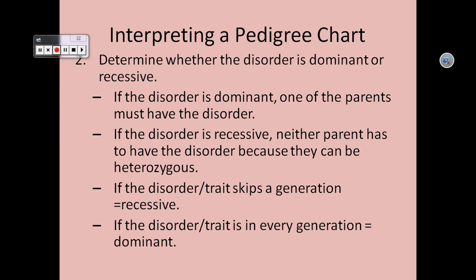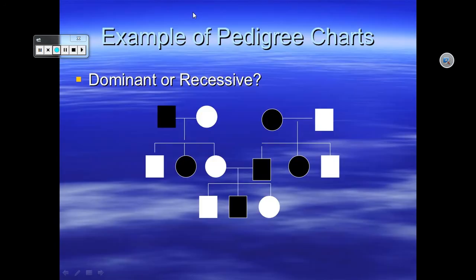If the disorder is dominant, one of the parents must have the disorder. If the disorder is recessive, neither parent has to have the disorder because they can be heterozygous. If the disorder trait skips a generation, then it's always recessive. And if the disorder trait is in every generation, it is dominant. So these are the rules that you need to follow in order to answer the question, is the pedigree chart dominant or recessive? So let's look at some examples. Remember, you can pause this whenever you need to.